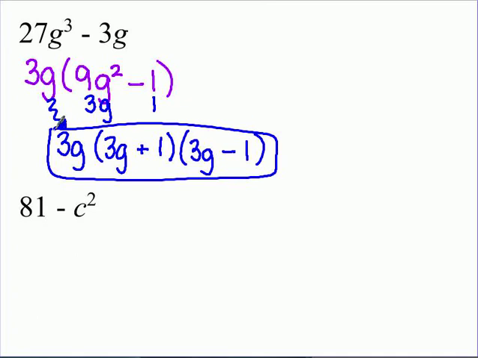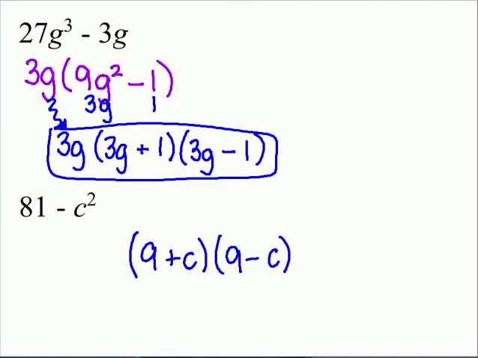Okay, real quick, I want you to do that bottom one for me. Okay, so real quick, you should have had 9 plus c times 9 minus c. Okay? Does it matter if you have plus or minus? No, it doesn't matter. Is it alright if I put a 1 before the c? Yeah, but you don't need it.